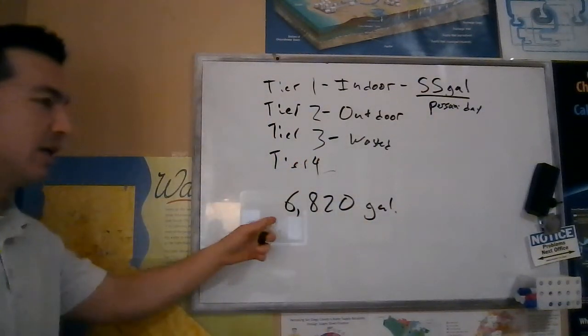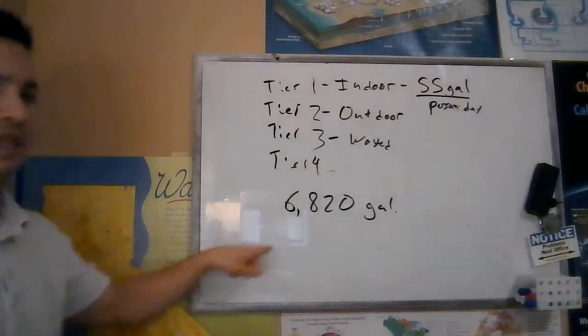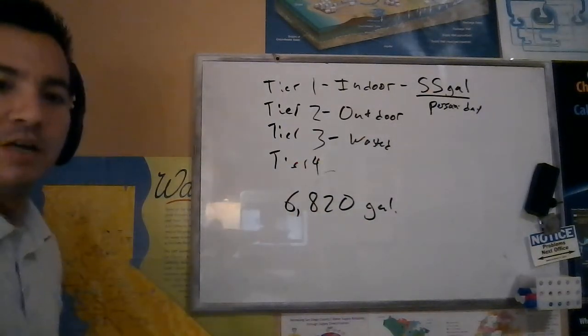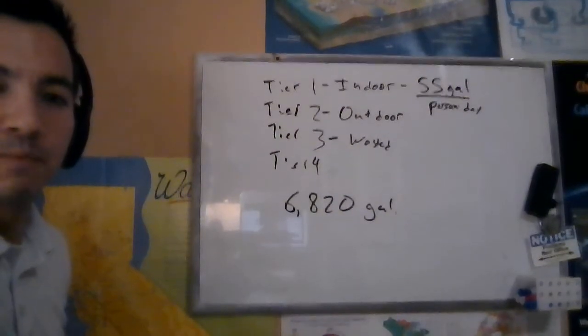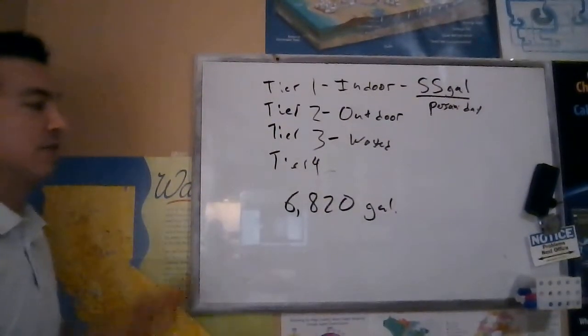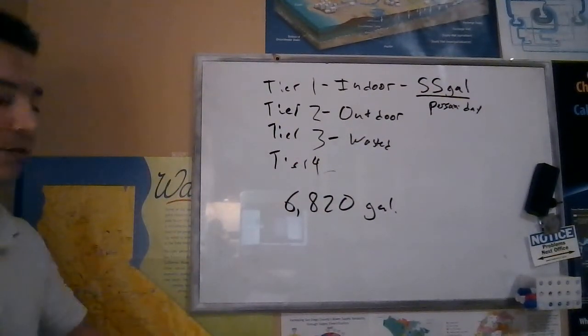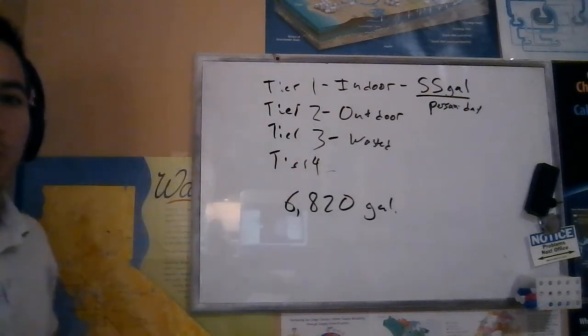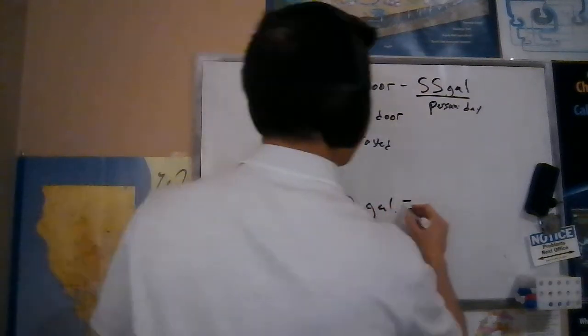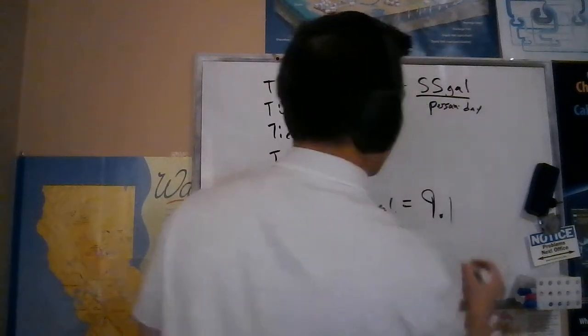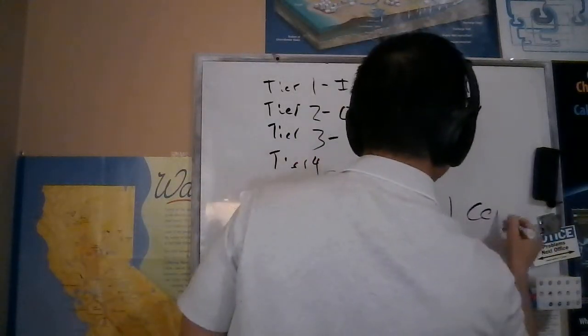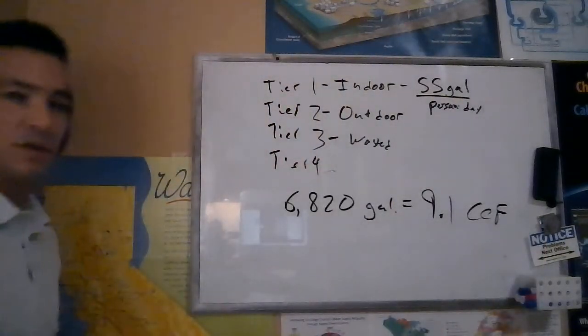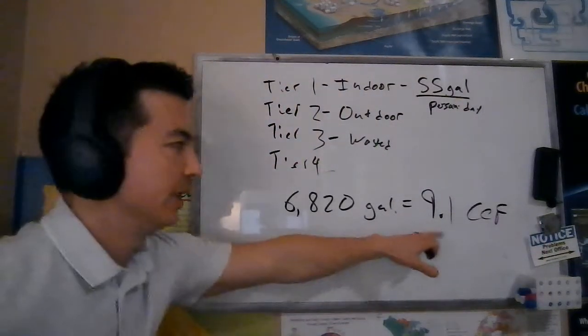So when you think of it like that, that's quite a bit of water, right? Almost 7,000 gallons for a month. Now, if we take that and divide it by the fact that there are 748 gallons per billing unit, or per 100 cubic feet, we figure out that that is just over 9, we'll say 9.1 CCF, or 100 cubic feet, or billing units. Right? So that would be your indoor water budget.